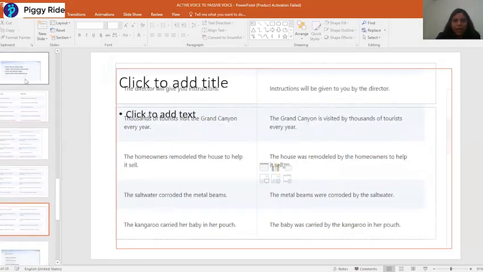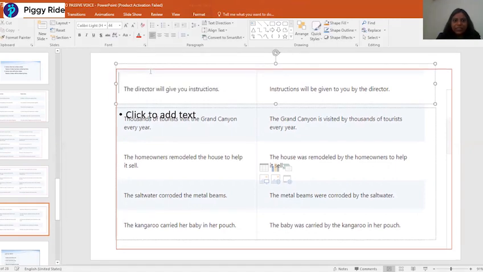Okay. Now let's go to the other part. Okay. The director will give you instructions. Instructions will be given to you by the director. Thousands of tourists visit the Grand Canyon every year. The Grand Canyon is visited by thousands of tourists every year. The homeowners remodeled the house to help it sell. The house was remodeled by the homeowners to help it sell.